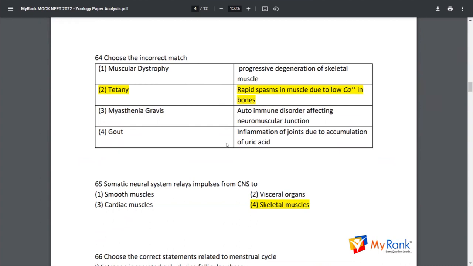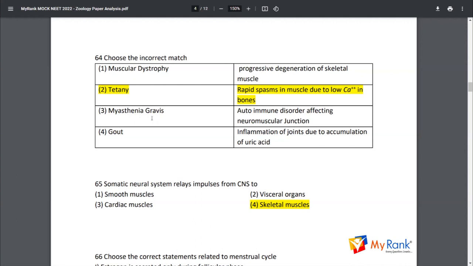Option 2, tetany. In tetany, we get rapid spasms in the muscle due to the low calcium in the blood. So what does the option state? Rapid spasms in the muscle due to the low calcium in bones, which is not true. For tetany, we need to have low calcium ions in the blood. So option 2 is the incorrect answer.